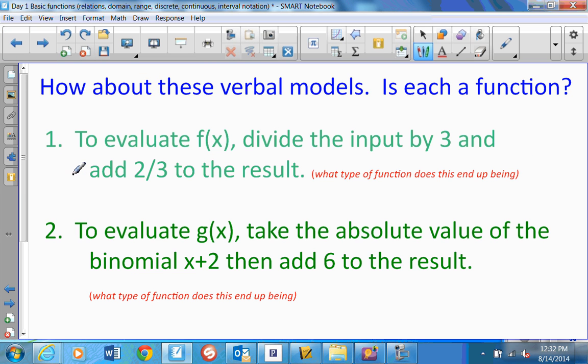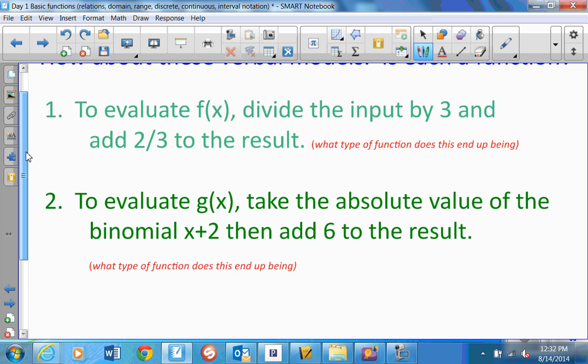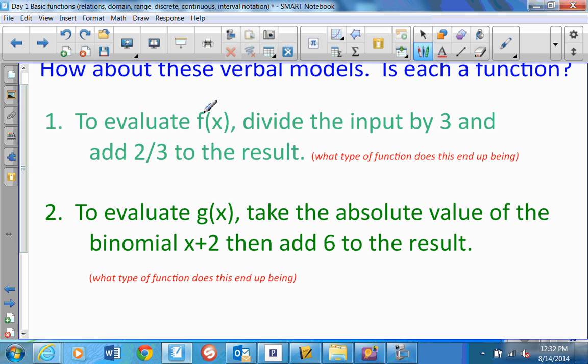How about a verbal model? Let's see if these are functions. First we're going to have to write an equation here. To evaluate the f of x, divide the input by 3 and add 2/3 to the result. Okay, first of all, we got to write an equation for that. X divided by 3 plus 2/3.